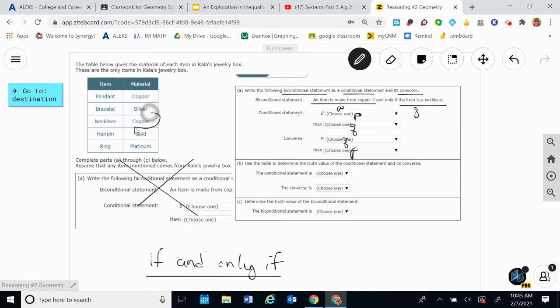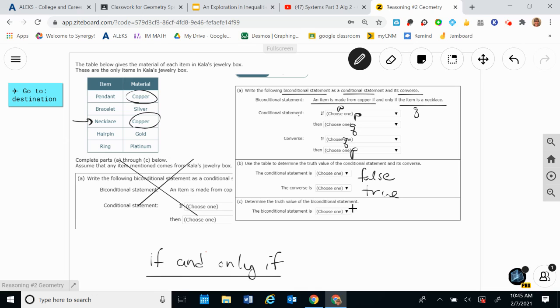Well, look, you have two things made out of copper, and you have a pendant. So that would be false, because there is a pendant that's also made out of copper. The converse, let's try the converse. If Q, then P. If an item is a necklace, then the item is made from copper. Well, look, we only have one necklace and it is made out of copper. So yes, that is true.